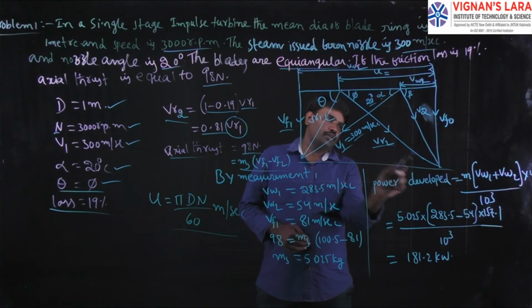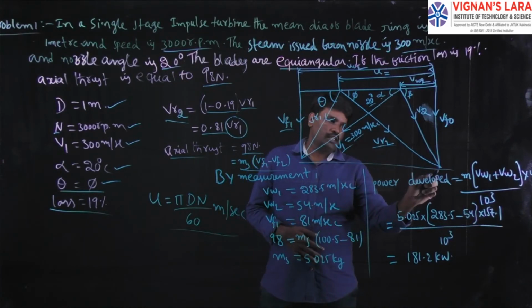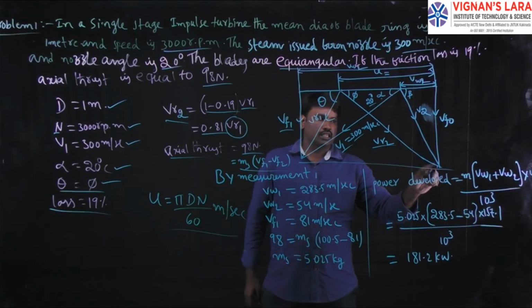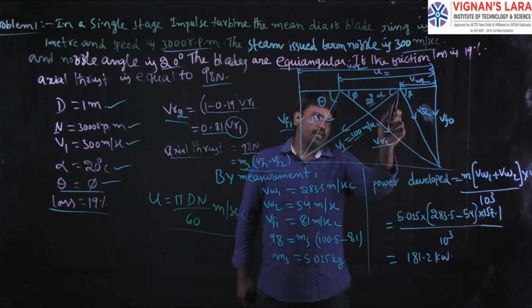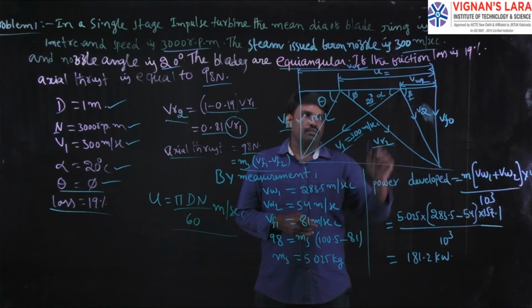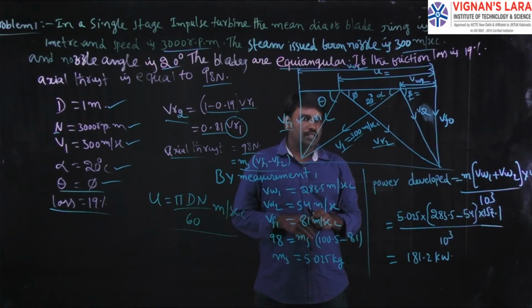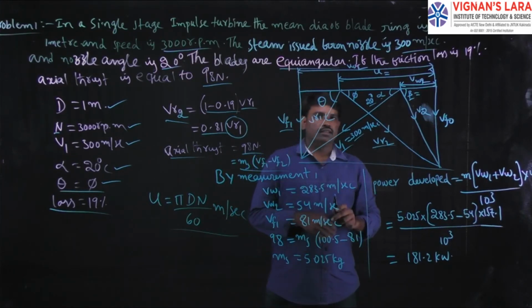After drawing the Vr2 line, you can extend the line vertically up to the Vw2 point, then you can join this point with this one. This is the beta exit angle. In the problem, he mentioned find the exit angle of the nozzle, that is beta. You can measure and you can write the beta angle also.